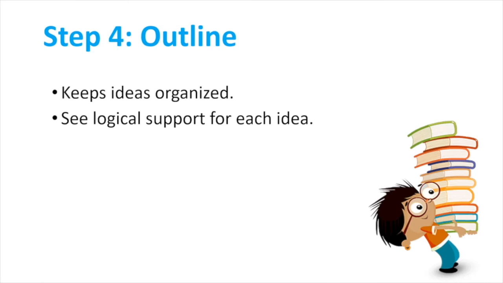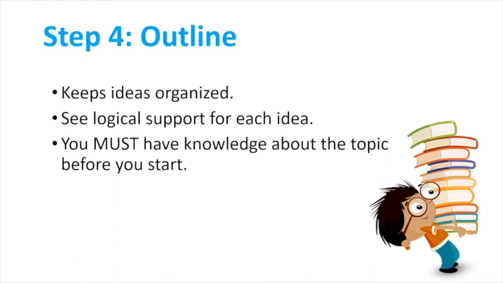So we want to see logical support for each idea. If one of our main supporting ideas is I, we can see that A and B have to support that topic I. If it doesn't, then it shouldn't be in that paragraph. So we can start to see what ideas support other ideas, what are larger ideas, and what are more specific ideas. Now, before you make an outline, you have to have knowledge about the topic.